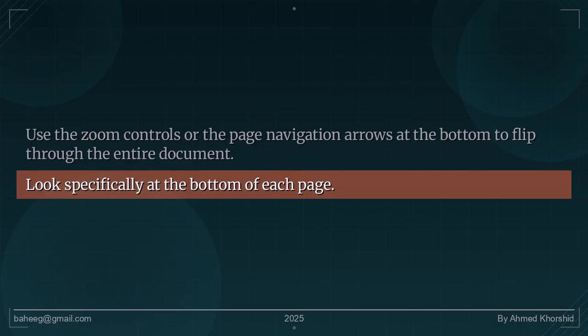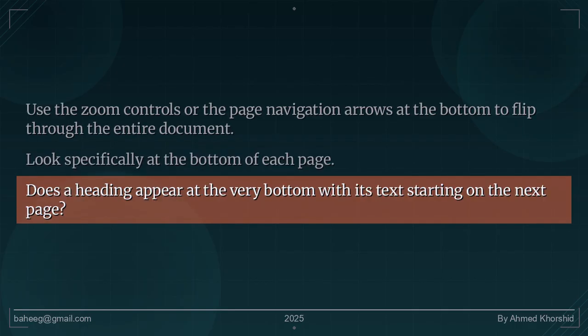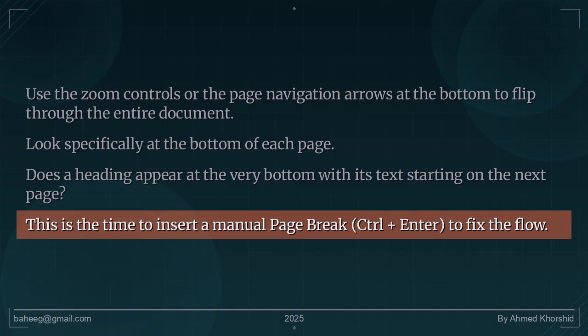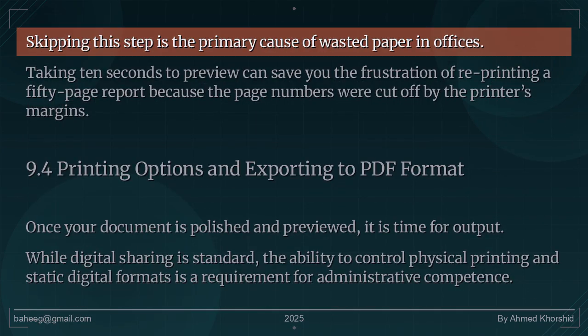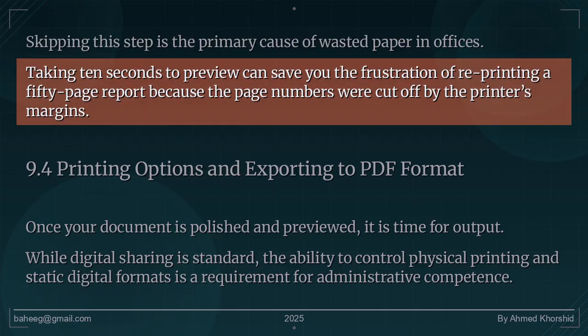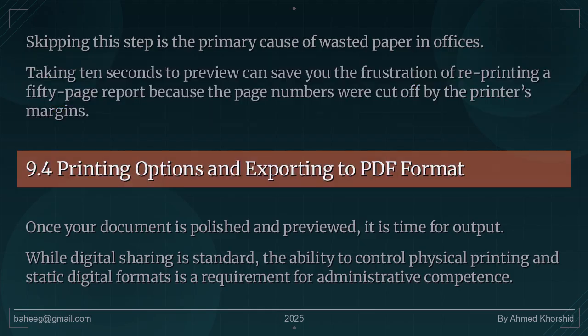Look specifically at the bottom of each page. Does a heading appear at the very bottom with its text starting on the next page? This is the time to insert a manual page break, Ctrl+Enter, to fix the flow. Skipping this step is the primary cause of wasted paper in offices. Taking 10 seconds to preview can save you the frustration of reprinting a 50-page report because the page numbers were cut off by the printer's margins.